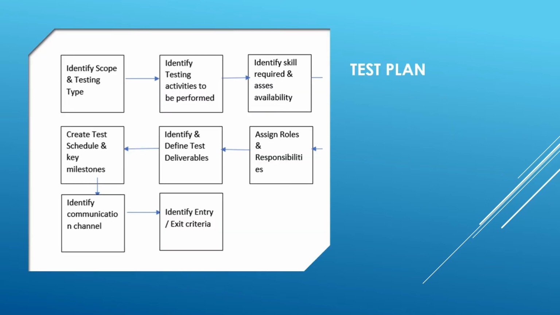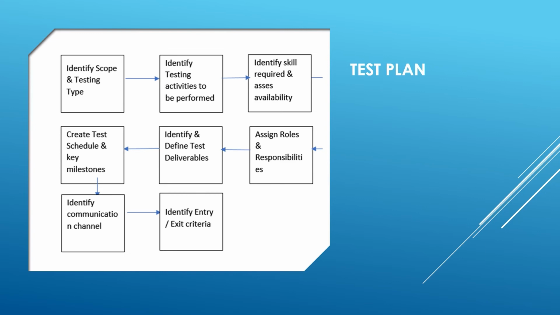Test plan means the activities which need to be covered during the testing will be overviewed earlier, and then the execution of the testing process begins. First and foremost, the testing begins with the step known as identification of scope and testing type. The second step is to identify the testing activities which need to be performed.